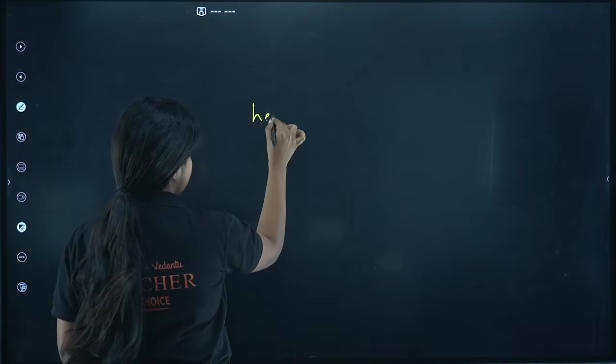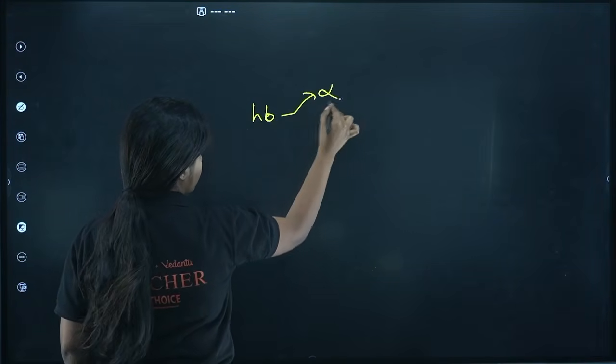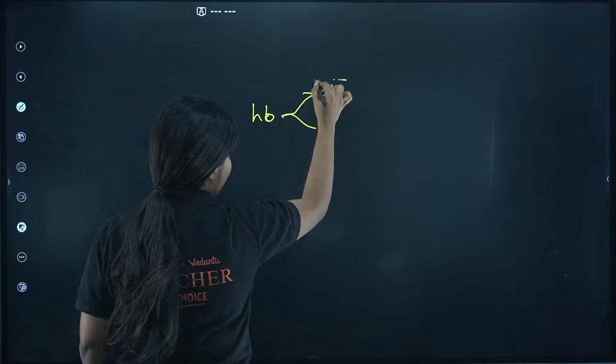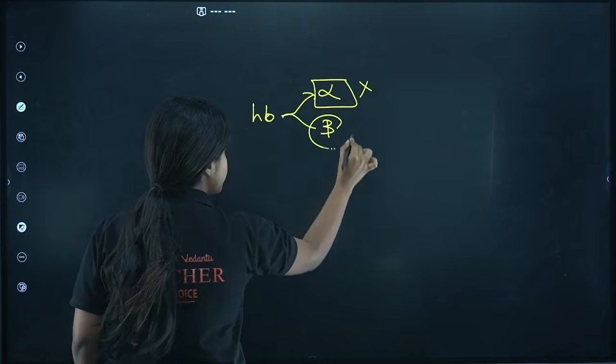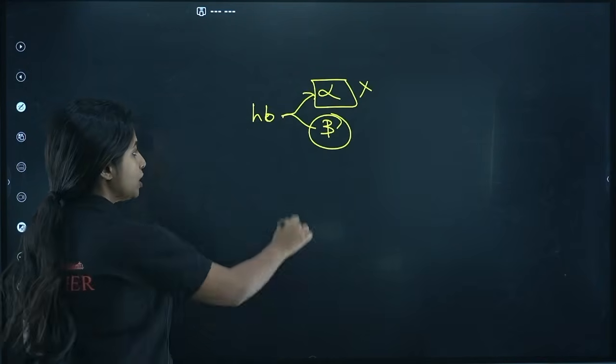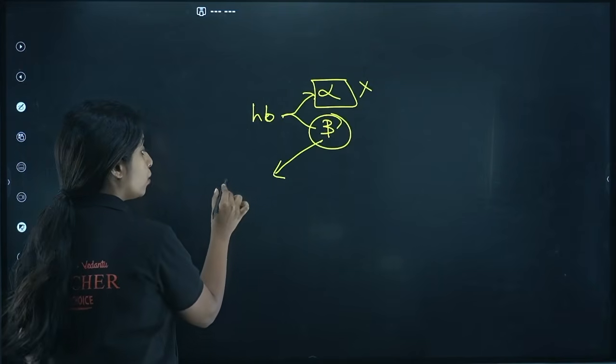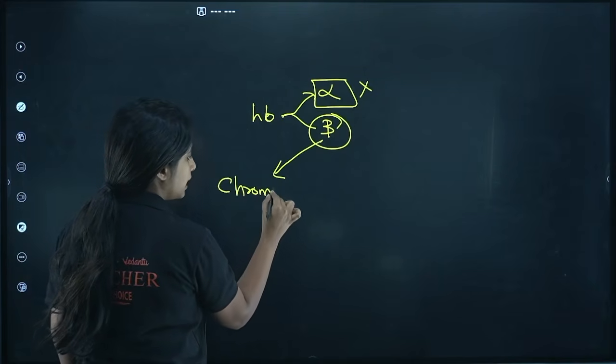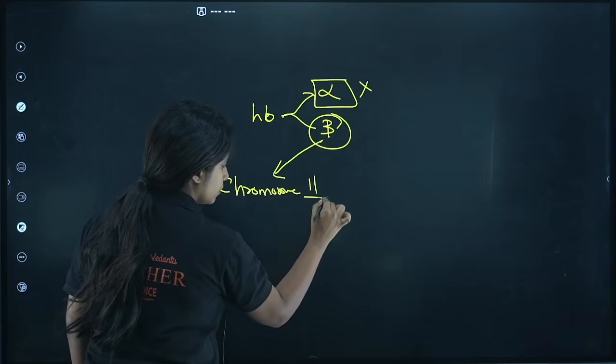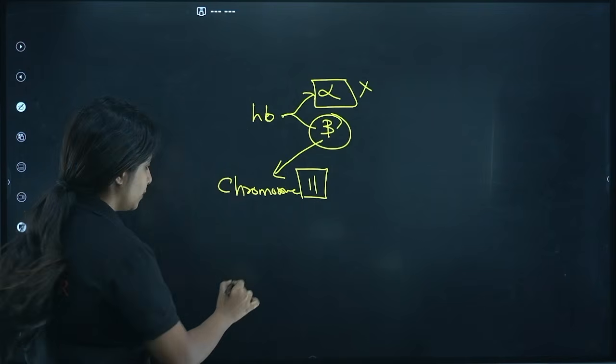So, hemoglobin, you had alpha globin, you had beta globin. Alpha globin, you forget about it. Beta globin chain is going to be affected. The genes for formation of beta globin chain are located on what chromosome? Chromosome number 11, okay?